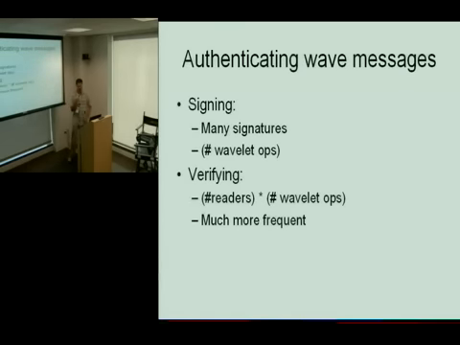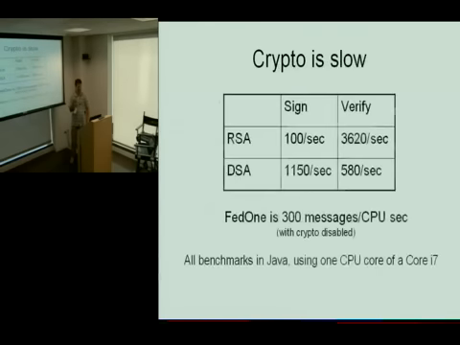So when authenticating messages in Wave, there are lots and lots of signatures. Roughly each wavelet operation has to be signed when it gets sent. And for verifying, nominally each reader has to verify each wavelet op. So if a wave has 10 readers on different servers, that could potentially mean 10 verifications for each operation. So verifying is at least as frequent as signing and possibly much more frequent.